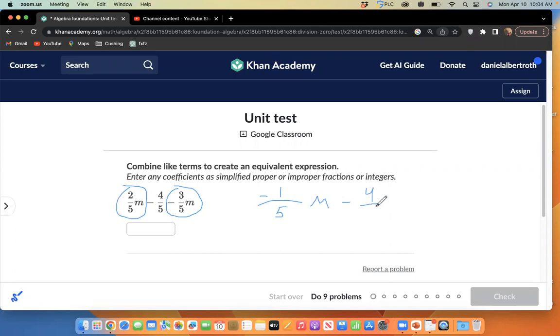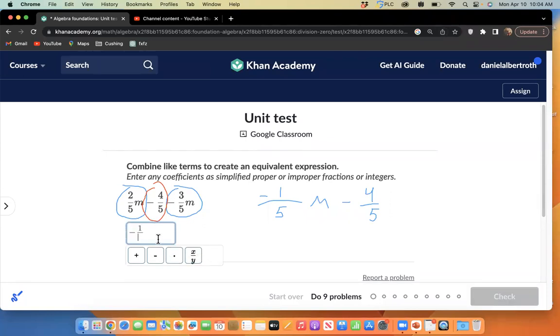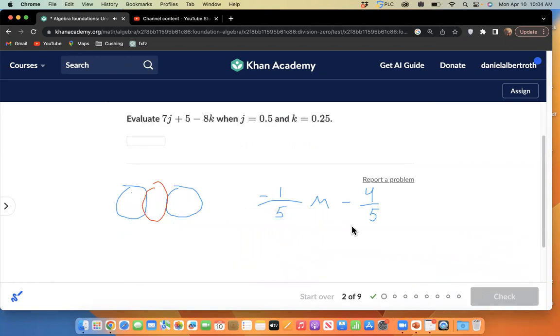This -4/5 you can't combine with the other terms because there's no variable m. So the blue terms are like terms, and this red term is all by itself because there are no other constants there. So this should be our answer here. -1/5 m minus 4/5. Right. Looks good. Very nice.